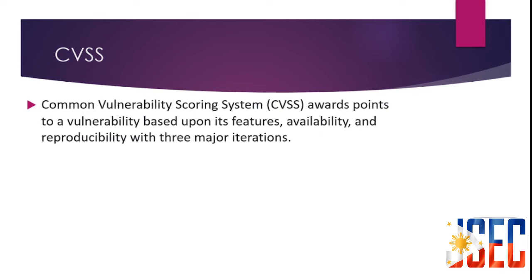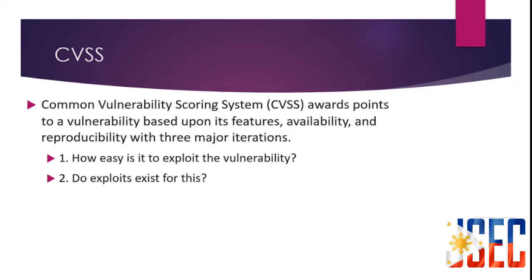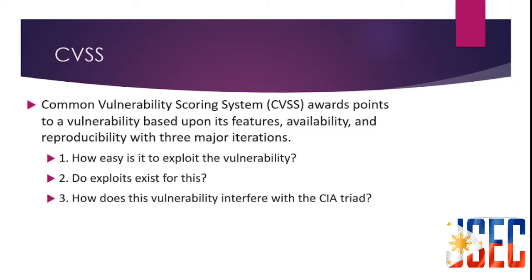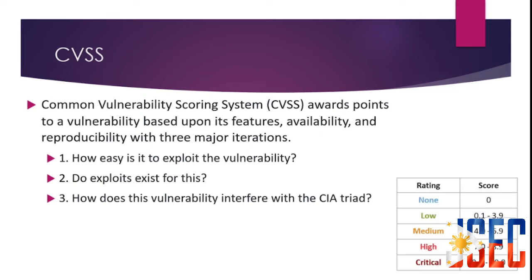How easy is it to exploit the vulnerability? Do exploits exist for this? How does this vulnerability interfere with the CIA triad? In fact, there are so many variables that you have to use a calculator to figure out the score using this framework. A vulnerability is given a classification out of 5 depending on the score that has been assigned. The qualitative severity rating scale maps score ranges into the table.